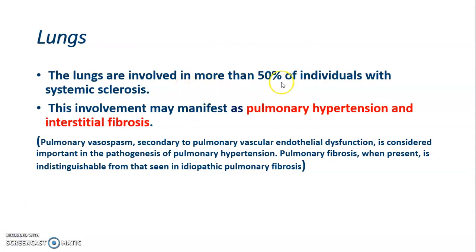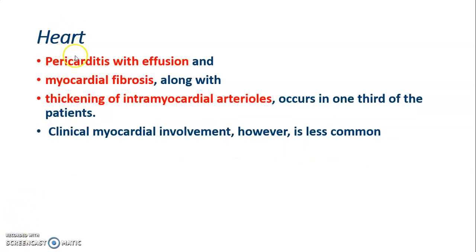Lungs are involved in more than 50% of the individuals, and involvement manifests as pulmonary hypertension and interstitial fibrosis. When the heart is involved, the findings are pericarditis with effusion, myocardial fibrosis, and thickening of the intramyocardial arterioles. Clinical myocardial involvement is less common.